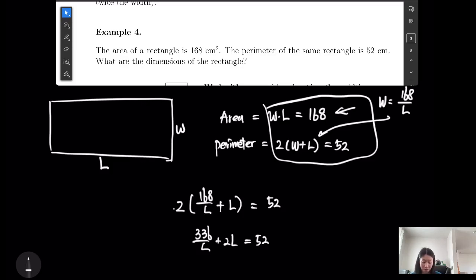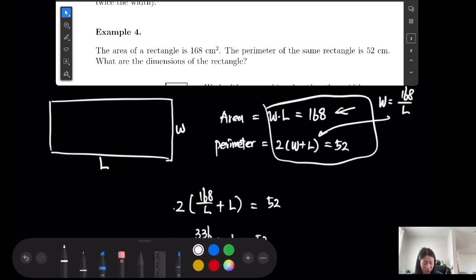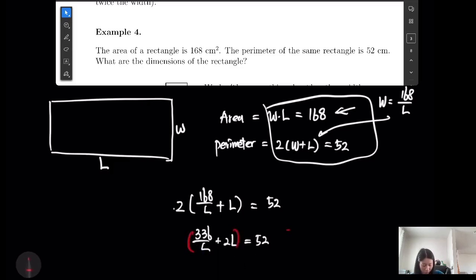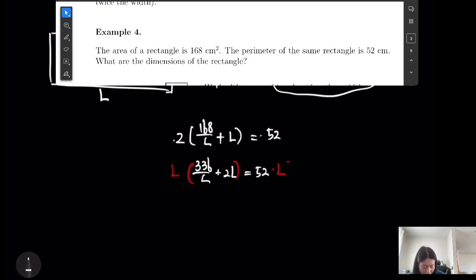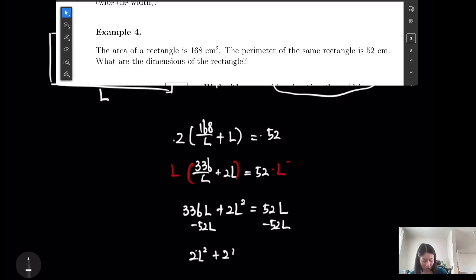Okay, so we have a fraction. How do we solve it? You can multiply the L on both sides. By doing that, we can get rid of the denominator. I will have 336 plus 2L squared equals 52L. Then I can merge the like terms by subtracting 52L on both sides. So I will have 2L squared plus 284L equals 0.